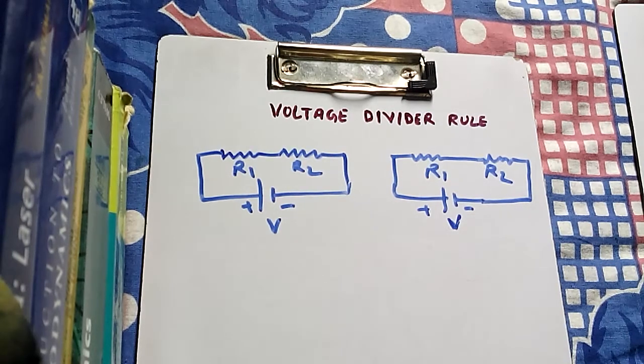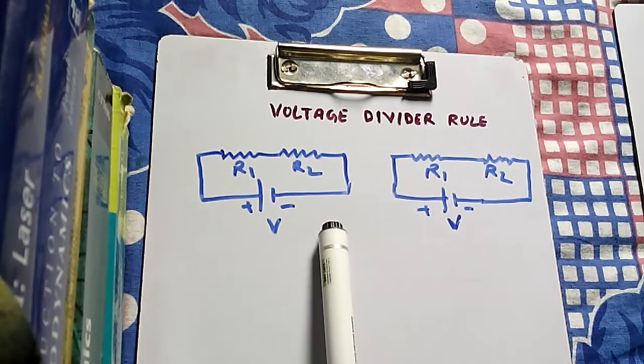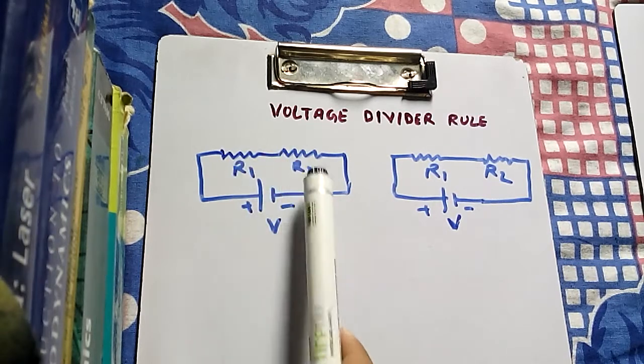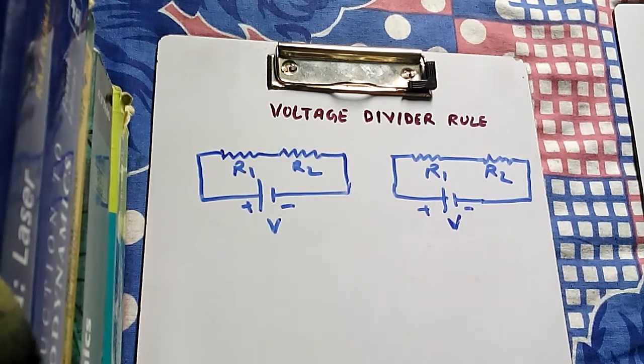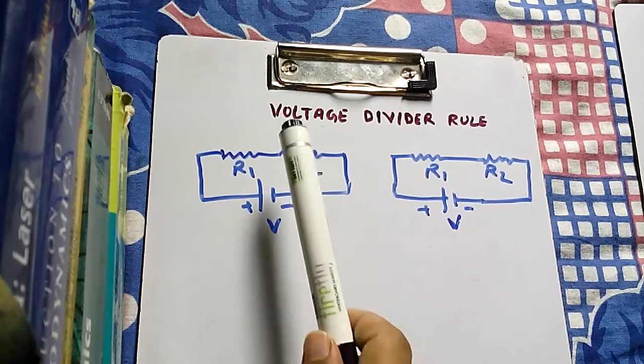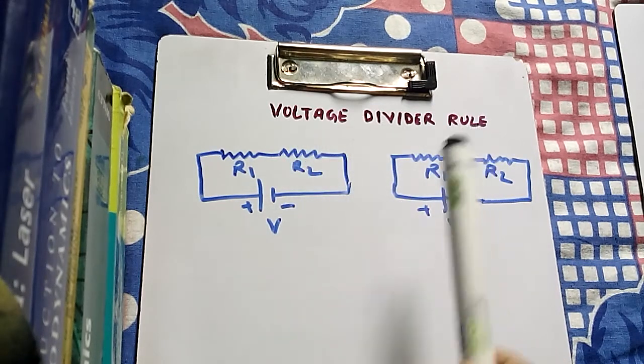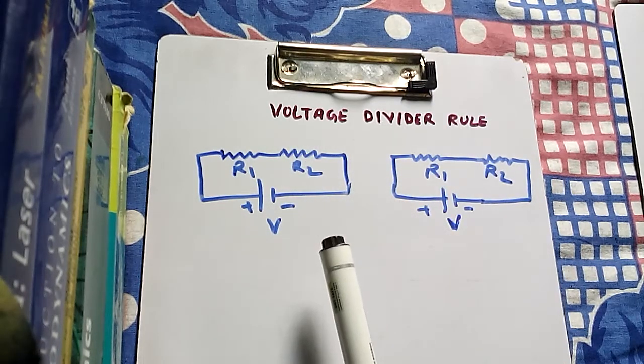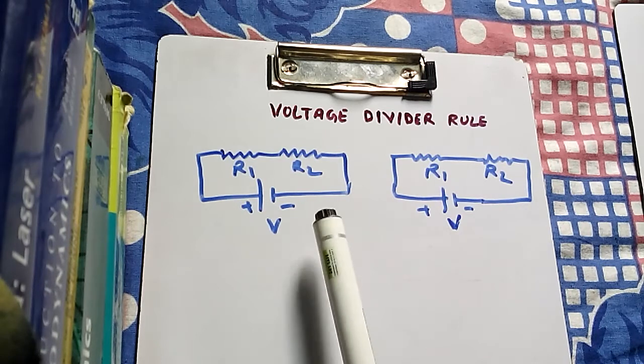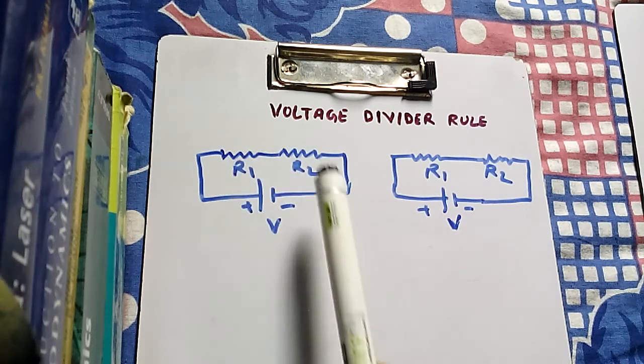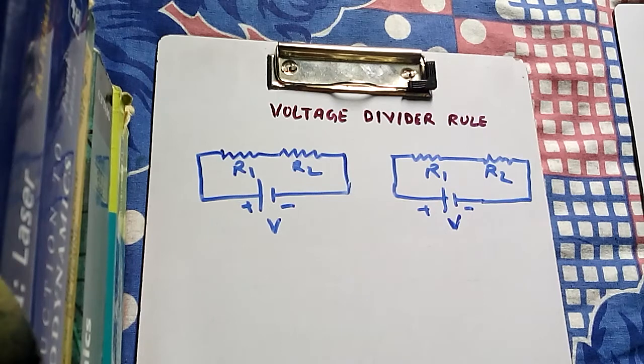Because only when the resistors are in series can they drop voltage. But if they are in parallel they cannot drop voltage. And the circuit which has resistors in series is called a voltage divider circuit. That means the voltage divider rule is applicable for a voltage divider circuit. And what is a voltage divider circuit? One in which the resistors are in series.